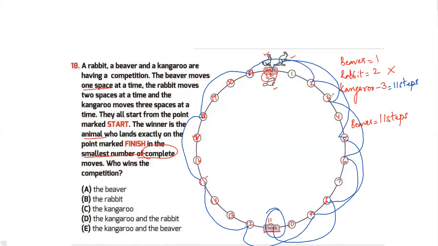If you see here, 3 until 21 is 7 steps, 3 times 7 is 21, then 8, 9, 10, and 11. So the kangaroo will also take 11 steps, and the beaver will also take 11 steps. So together, who will win the competition? The kangaroo and the beaver.